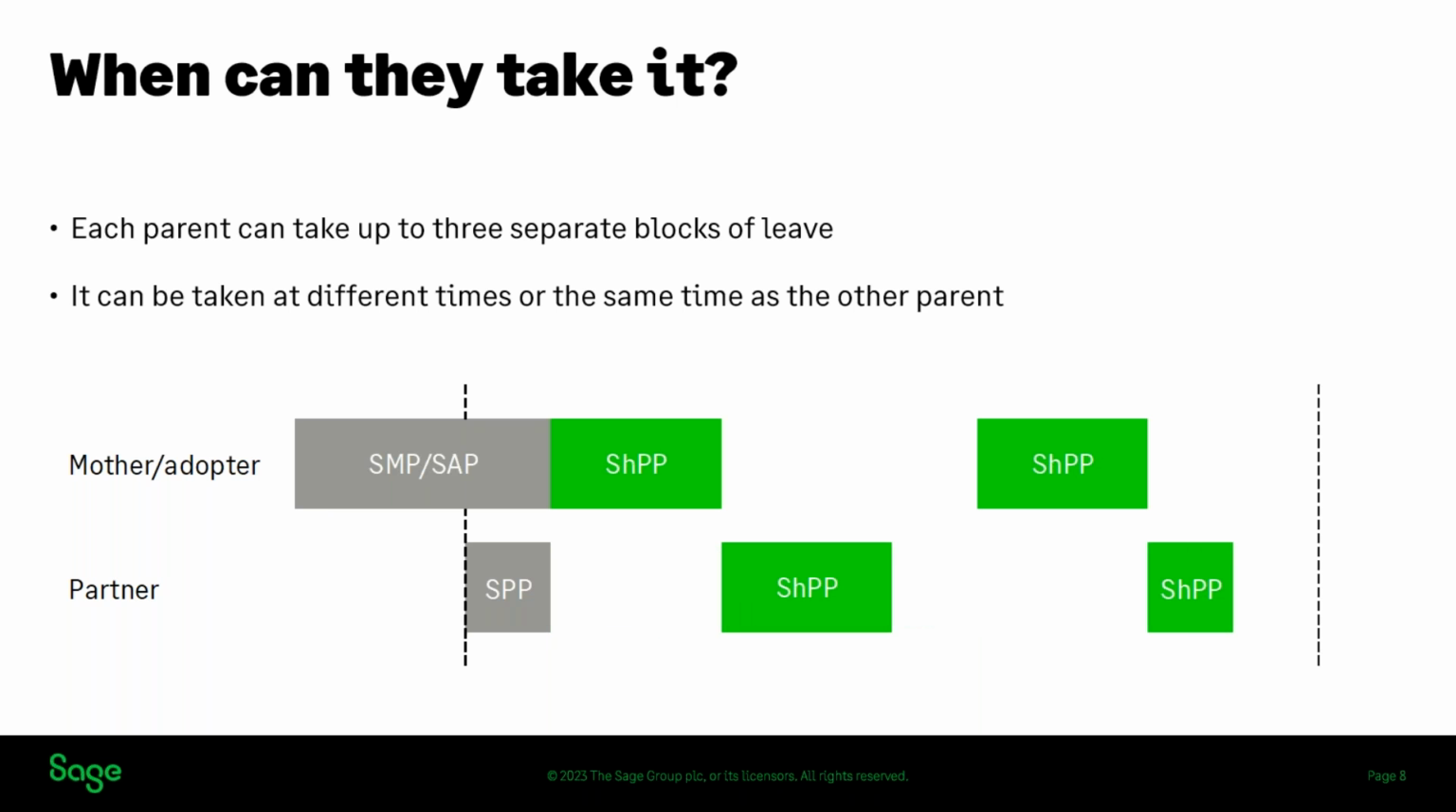Or they might choose to split it up into blocks. So this could be taken at the same time or at different times. There can be gaps in between. They probably have annual leave that needs to be used up. And the mother, if they wanted to, doesn't even need to involve the partner. They could share the leave with themselves if they wanted the flexibility to break it up into those separate blocks. But those are just a few illustrations of how it might be used.